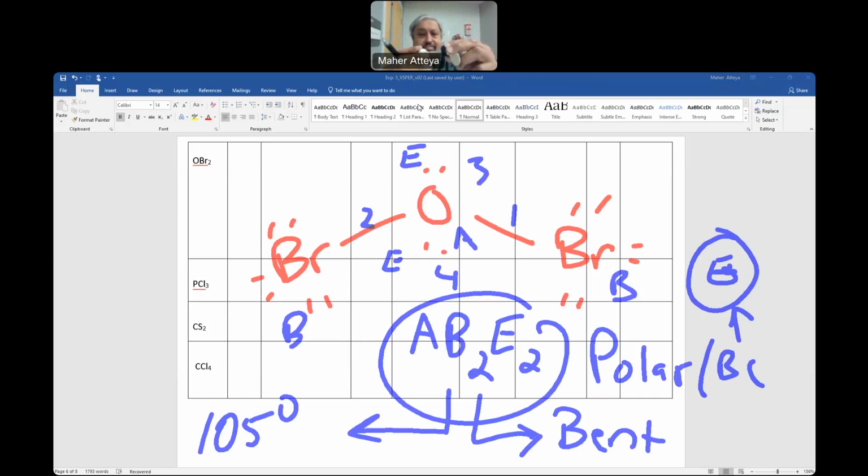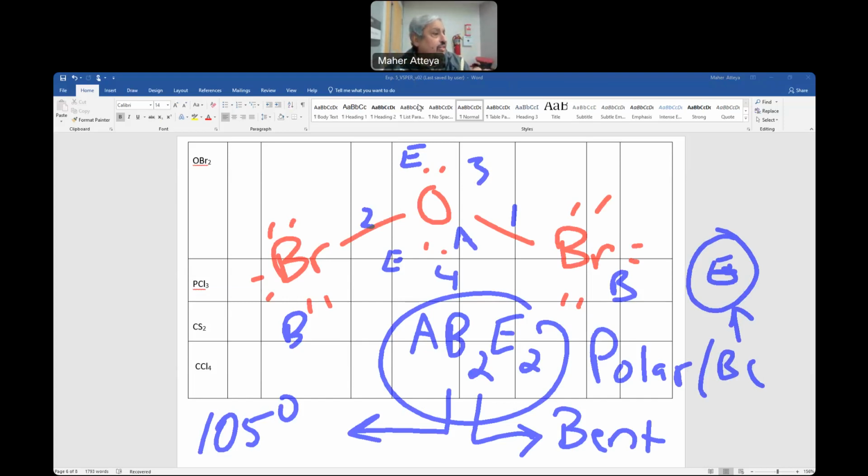So now I'm showing you here the two lone pair, correct? And here are my two bromine. The two bromine are here, see here? And the two lone pair are here. So this is AB2E2, and according to the code table, this has to be bent, and the angle is similar to H2O. It's 105 degrees, correct?